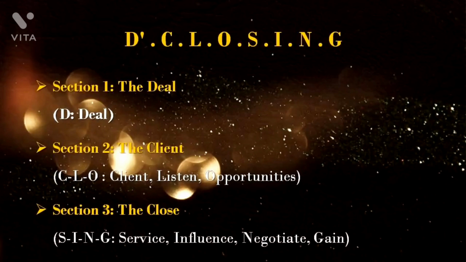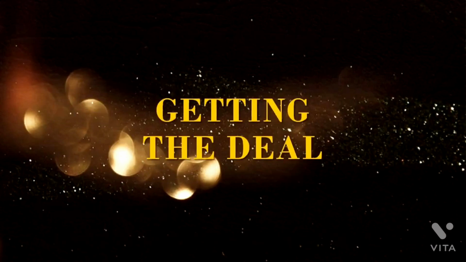There are 3 sections to this formula. The first section is the deal. The second section is the client. And the last section is the close. The first step is D, which stands for deal. You first need a deal, which we've covered in Module 1, lead generation strategies. The next challenge is to get the prospect to take action and actually engage with you. The next part is with the assumption that you've secured a meeting with your lead.